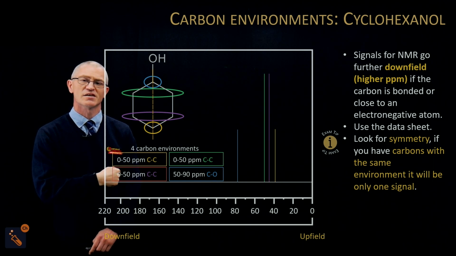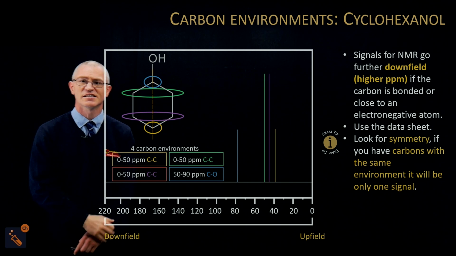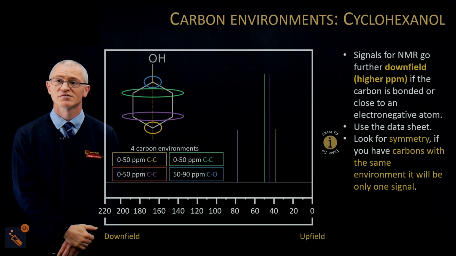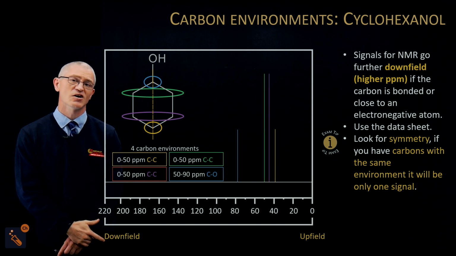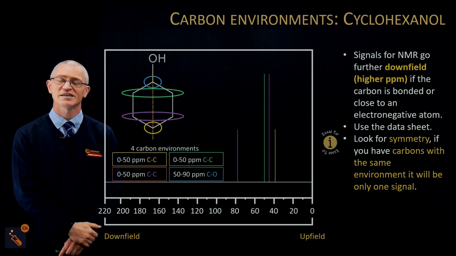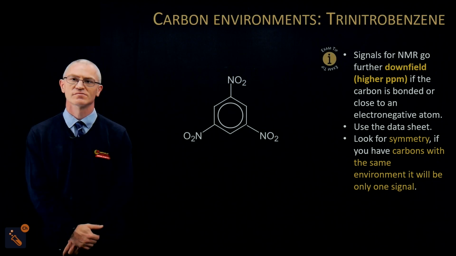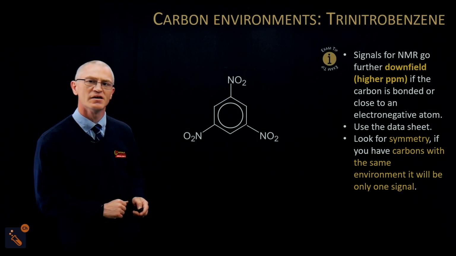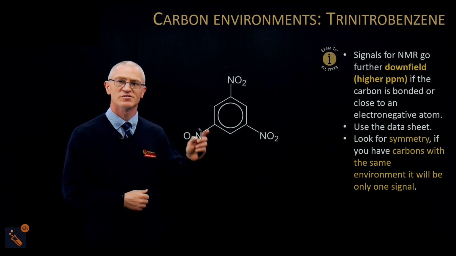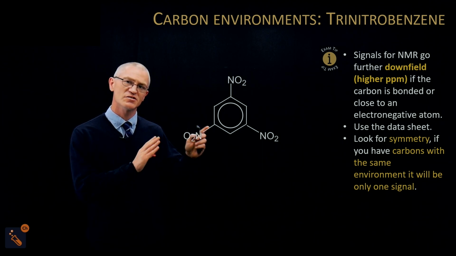So, if that's the case, you can see there, and you can use symmetry to find out which ones are equivalent carbons, and it gives you a bit more data about the molecule itself. We're now going to go on to look at benzene, and we've got trinitrobenzene here, and these are common examples in exams. So what you have to do is look at the symmetry again.